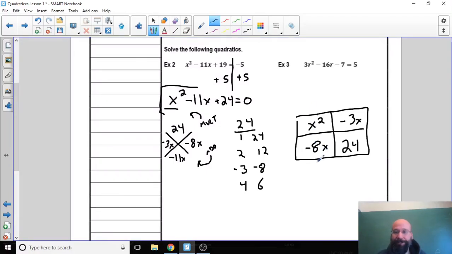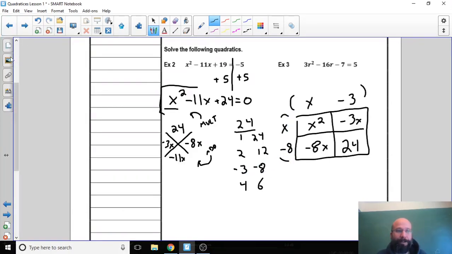Then I'm going to find the GCF going this way, which is just x. X squared and -8x is x. And the GCF going this way, since this is on the outside, this is negative. The GCF of -3x and 24 is 3. Now I find the GCF going this way, which is just x. X squared and -3x is just x. And then going this way, -8x and 24. This is negative, so it's going to be -8.